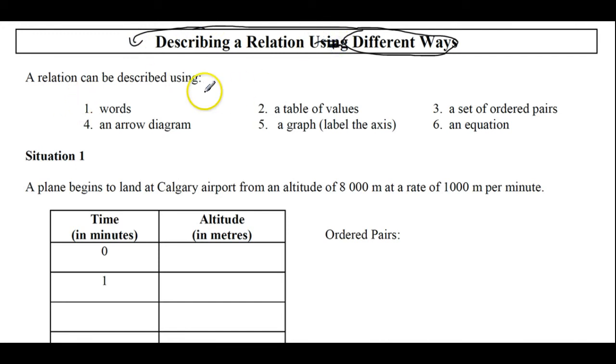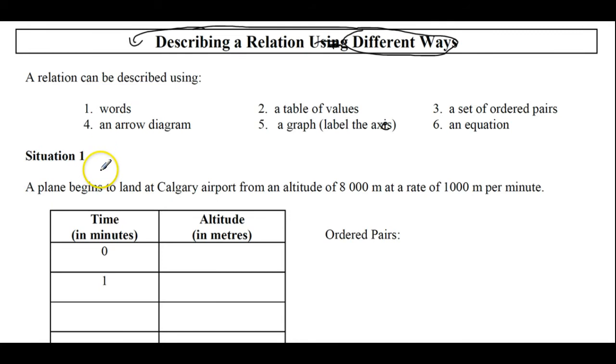A relation can be described using words, a table of values, a set of ordered pairs, an arrow diagram, a graph (label the axes, plural), or an equation. It cannot be described using domain and range. Remember yesterday we did domain and range. You can't describe a relation that way, but that is certainly part of the information.